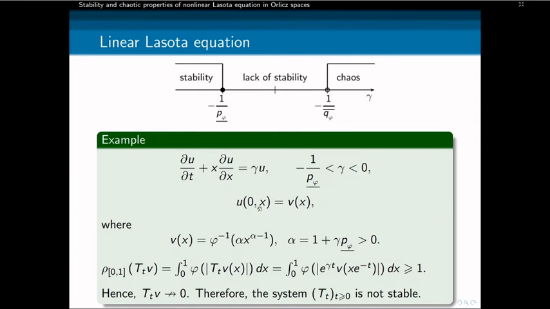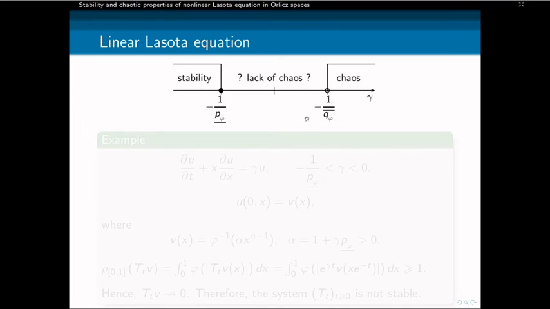We have an easy example that gives only a partial answer. We consider the following Lasota equation where gamma is negative, with initial conditions where v is a function of the following form, and we can show that the modular of the solution is greater than 1, so the solution of the equation doesn't converge to zero. It contradicts the stability of the system. So for gamma from this interval, we have a lack of stability. Unfortunately, we can't resolve the problem of the lack of chaos on the same interval. We can't construct an appropriate example, so the question is still open.